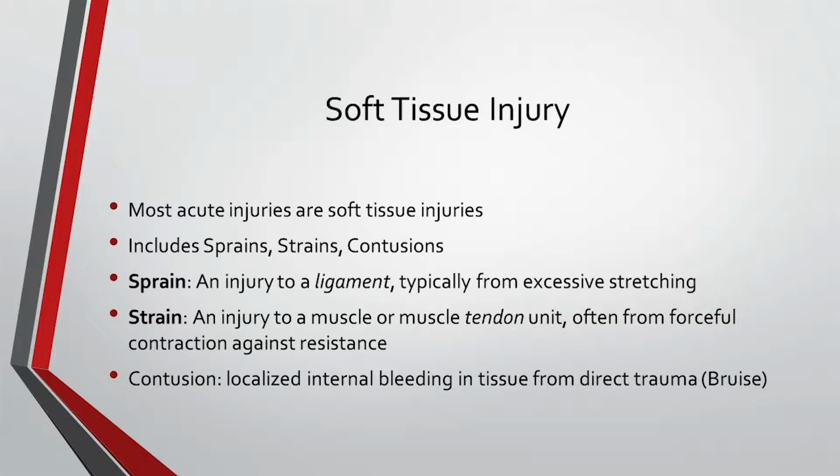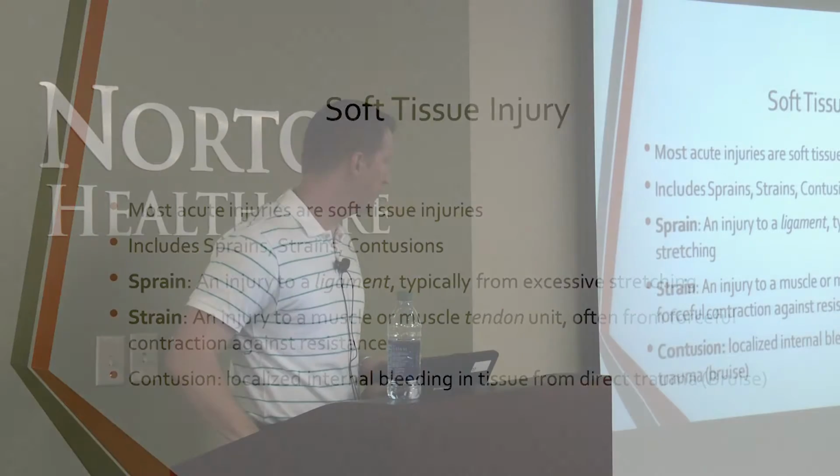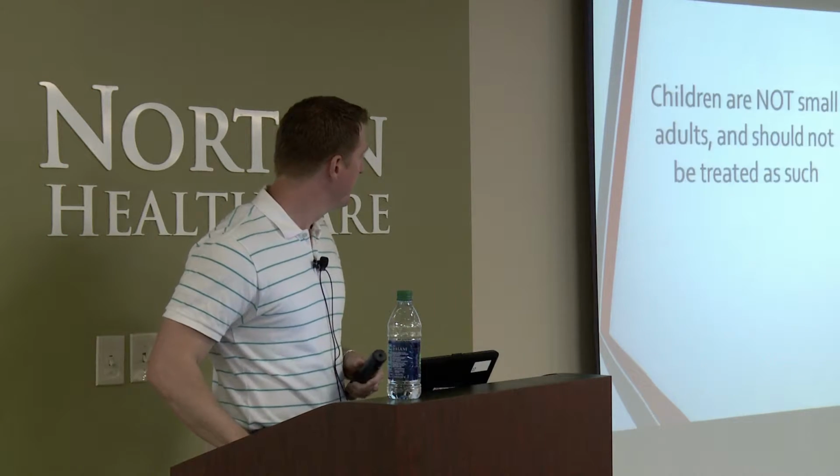A strain is an injury to a muscle or a muscle tendon unit, usually from a forceful contraction against resistance. A very common example of this is a hamstring strain. A sprinter tries to take off and the muscle pulls, either the muscle unit or the muscle tendon unit. And again, a tendon attaches a muscle to a bone, a ligament attaches bone to bone. And then a contusion is essentially a fancy word for a bruise.